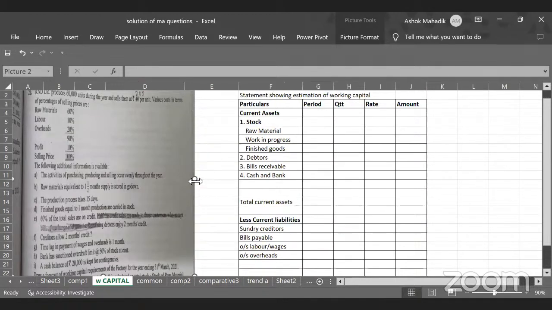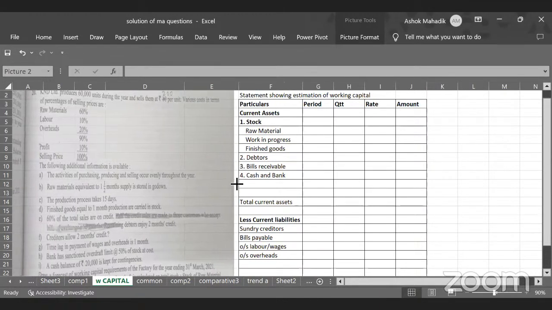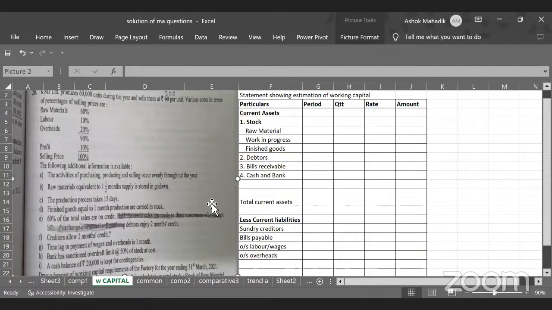I hope you are able to read the sum. Just increase the size. A and B produce 60,000 units during the year and sell them at rupees 200 per unit. So this company is producing 60,000 units annually, and the selling price is 200 per unit. Various costs in terms of percentage of selling price are given to you.